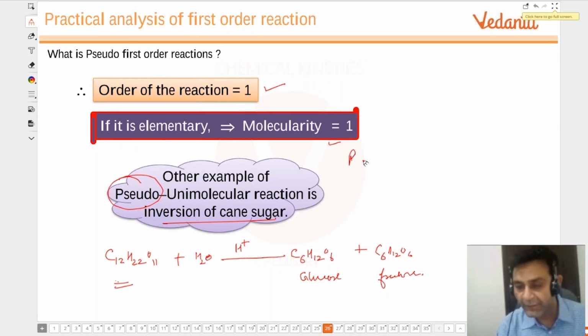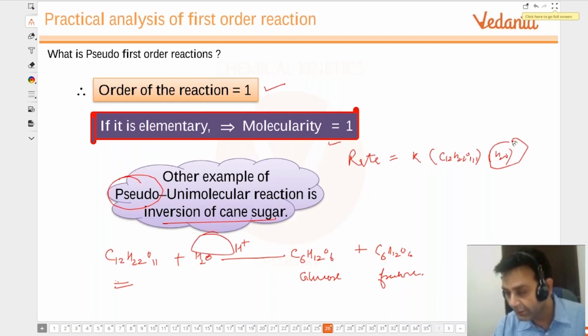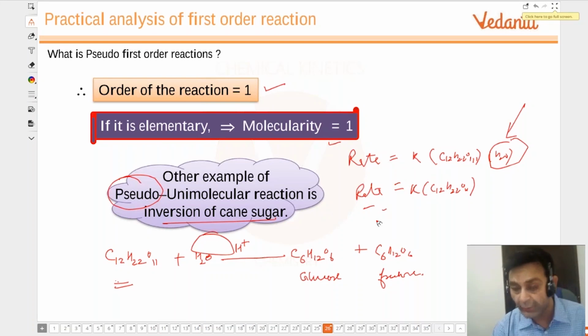The rate of reaction should be k into C12H22O11 and water. But the amount of water is taken in excess, therefore it does not depend upon this value. So it is only depending upon one molecule only. Such a type of reaction is called a pseudo-unimolecular reaction. Yes, all of you are getting me?